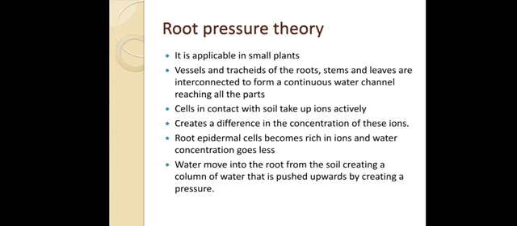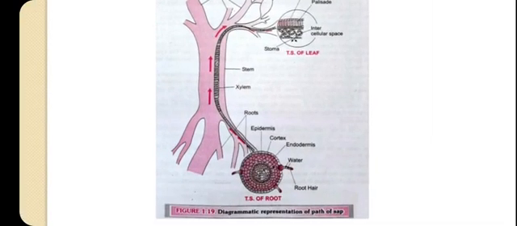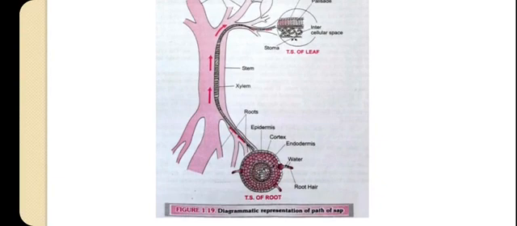Vessels and tracheids of the roots, stems and leaves are interconnected to form a continuous water channel reaching all the parts. So they form a continuous water channel which is reaching all the parts, and cells in contact with soil, they take up ions actively. Okay, first what is happening at the root level? So here first how water is coming in. Here it is not just the process of diffusion, here active transport is taking place. Active transport means which requires energy, which needs to use the ATP.